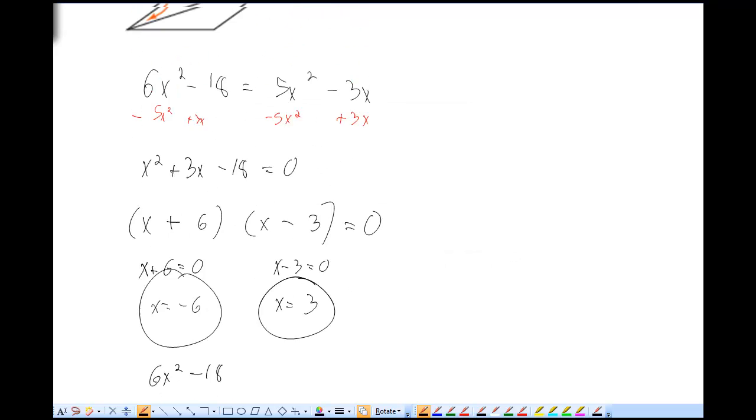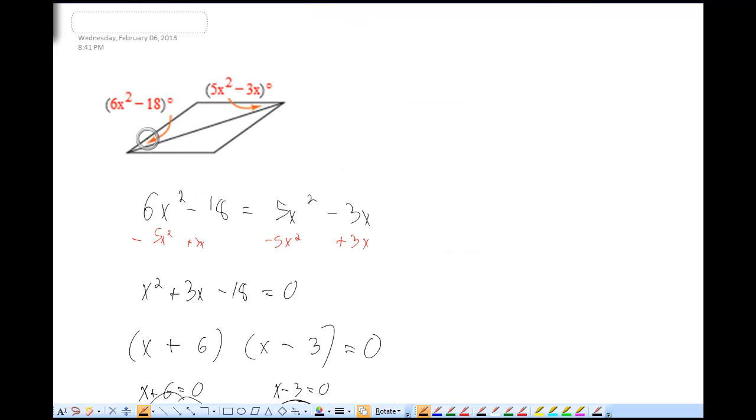There's no way this is 198 degrees. Not just because it doesn't look like it, because it's an acute angle, but if this is 198, this would be 198, this would be 198, this would be 198. Just with these angles right here, you'd have more than 360 degrees, which this whole quadrilateral is only 360.